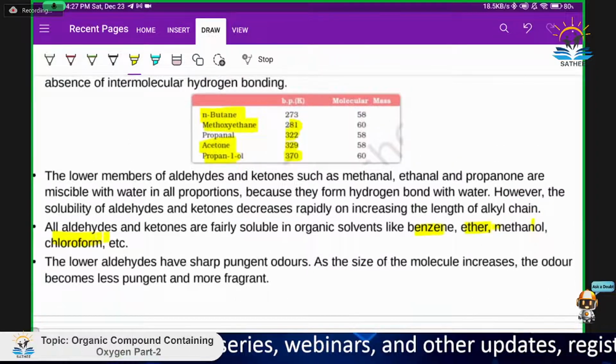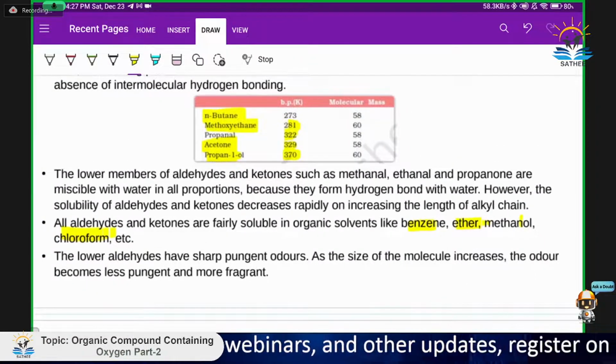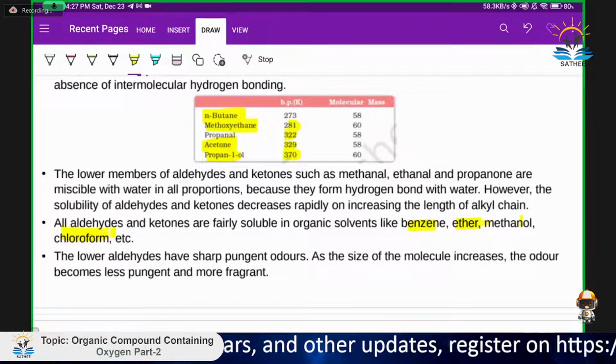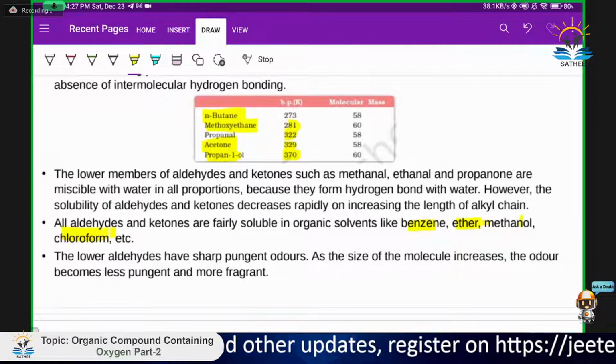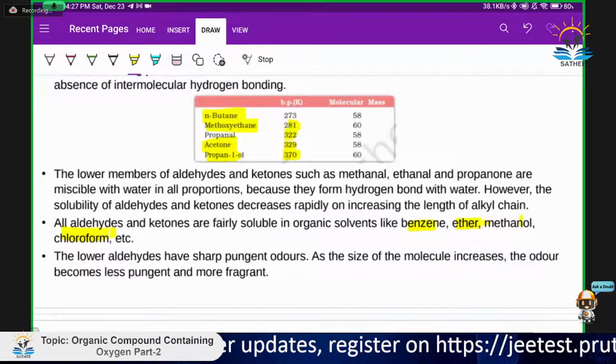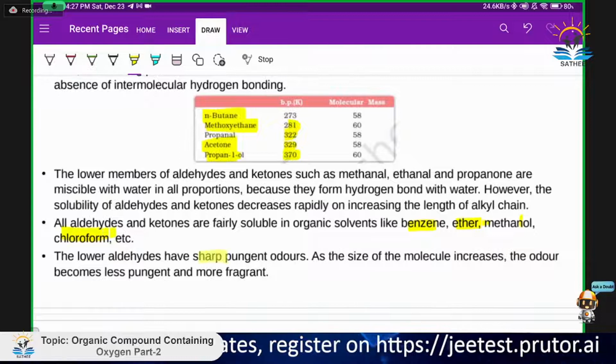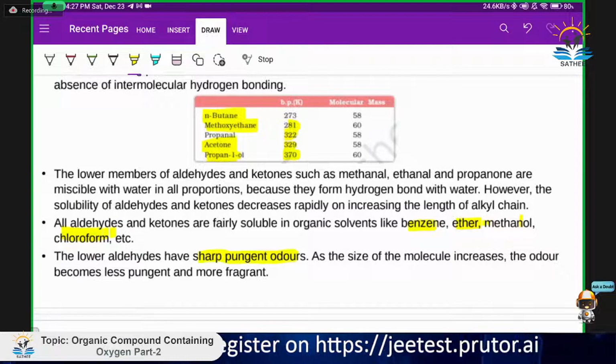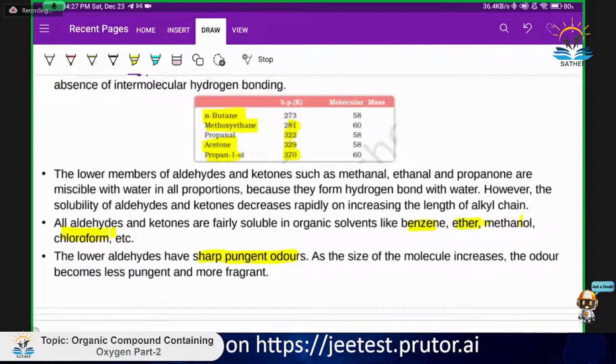The lower aldehydes have sharp, pungent odors. As the size of the molecule increases, the odor becomes less pungent and more fragrant. So lower aldehydes have sharp, pungent odors. So as the size of the carbon chain increases, the smell becomes more fragrant.